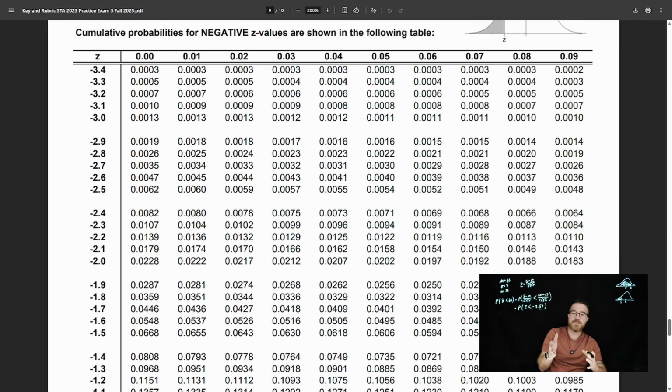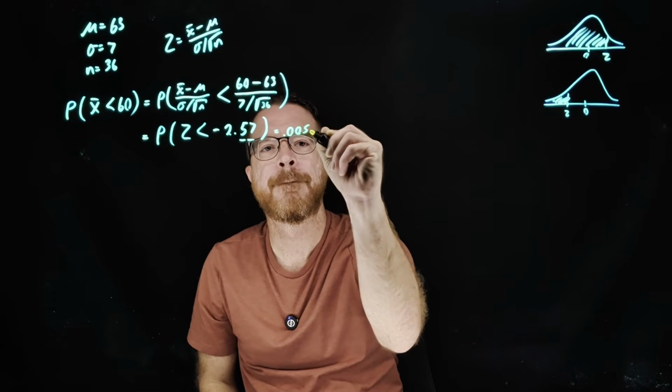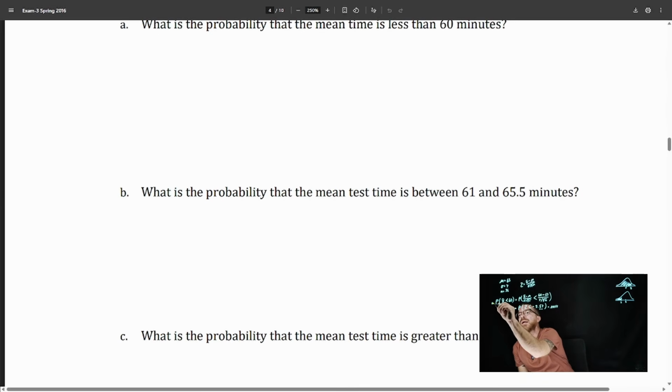Okay, now looking at our table, on the left side, we've got our negative z values in units and tenths. Along the top, we have our hundredths place. So we're going to go down to negative 2.5, go over to 0.07, and we get 0.0051. Okay, so that was part A.